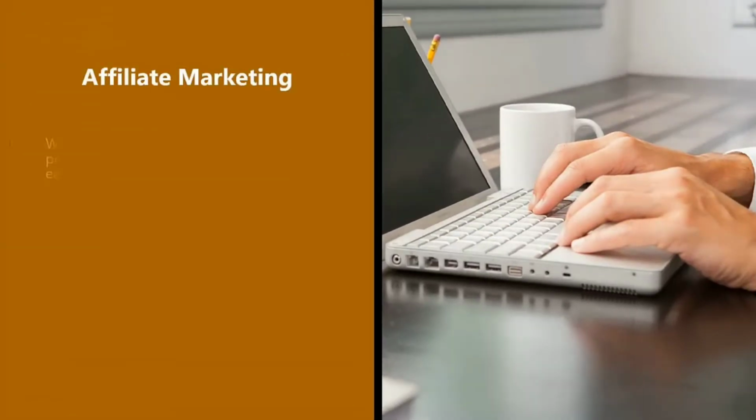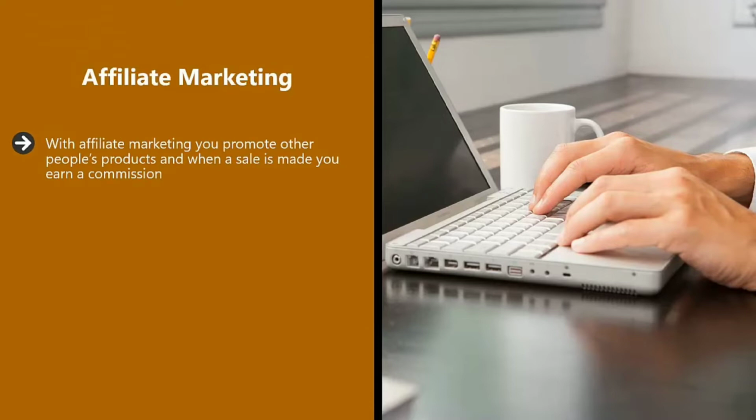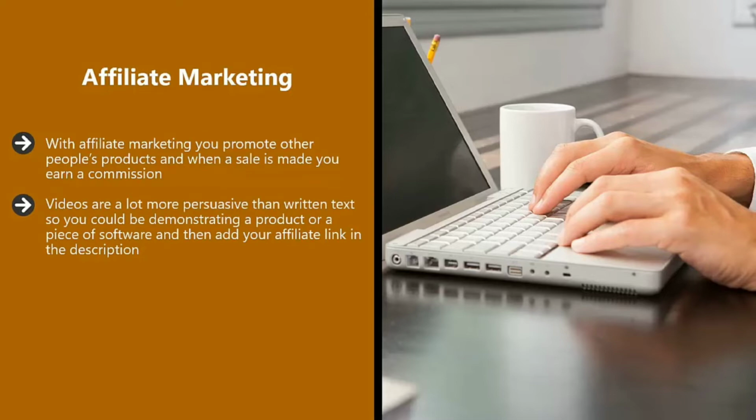Affiliate marketing. With affiliate marketing, you promote other people's products, and when a sale is made, you earn a commission. Commissions range from very small, a few cents, to very large, hundreds of dollars for high-ticket items. Videos are a lot more persuasive than written text, so you could be demonstrating a product or a piece of software and then add your affiliate link in the description.